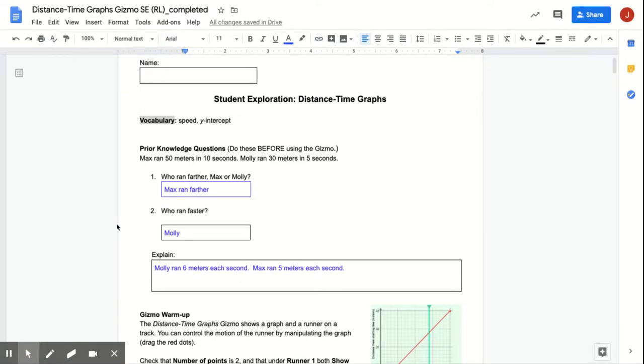Okay, so we are going to go over this distance time graphs gizmo. Just so you know, make sure you are correcting your gizmo as you go along because we will have a concept check on Thursday for this gizmo, and that will go into the SEP bucket for grading, okay?